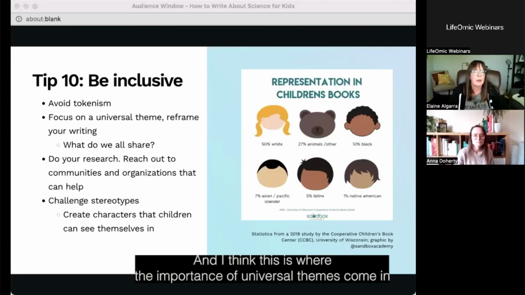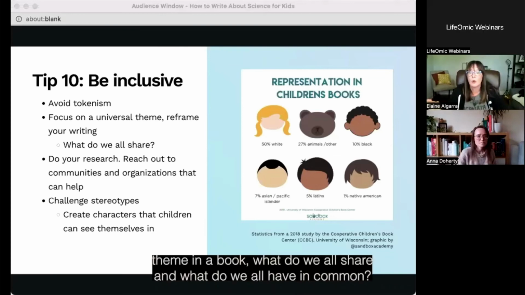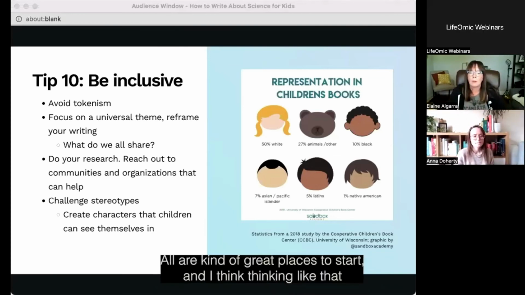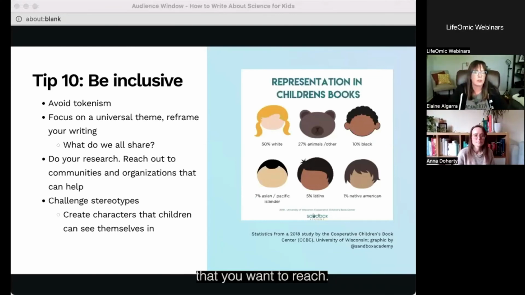And I think this is where the importance of universal themes comes in. And it goes back to the interactive example. So a universal theme in a book: what do we all share? What do we all have in common? Those are great places to start. And I think thinking like that is really going to help you reach that broad audience that you want to reach.